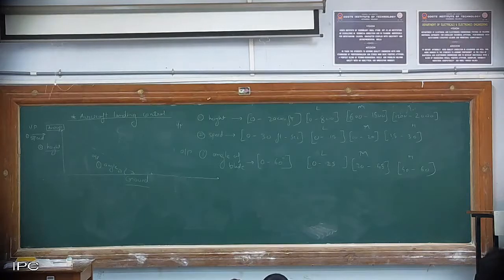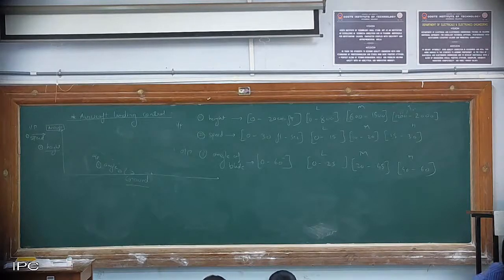Yeah, so now the inference engine, okay, the rule base we have to decide now. In our case, the inputs are height and speed. So just draw that matrix, height and speed, for 3 by 3. The rule base you mentioned, right? Low, medium, high, low, medium, high.